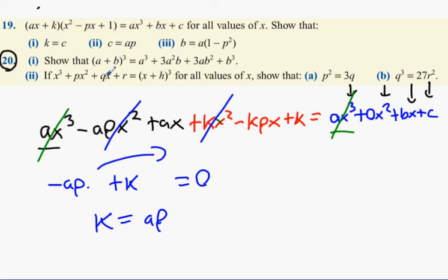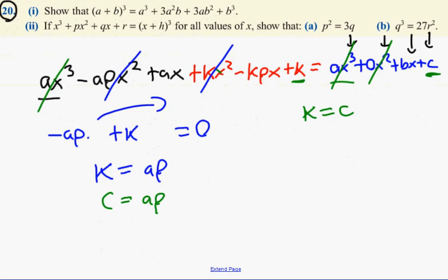Now, if we go to the end, ck and c, yeah? They're the only numbers that haven't got an x in them, right? Therefore, k equals c. Therefore, c is ap. Done and done. K equals c, c equals ap. Now, last one. We're going for the x. What can you tell me about the x's, guys?